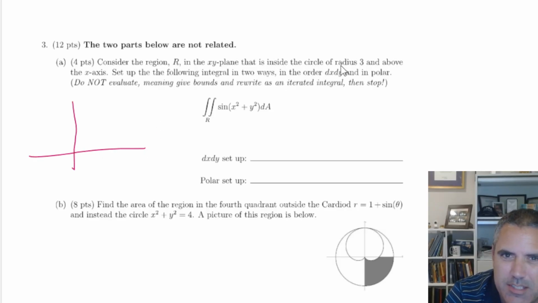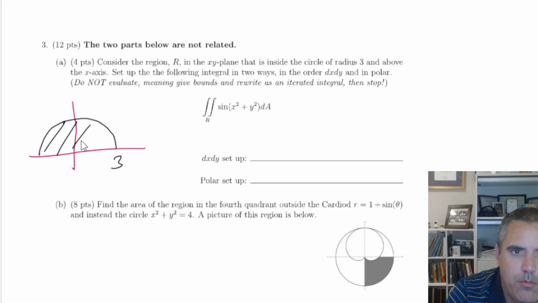This one said inside a circle of radius 3 and above the x-axis. So let's get this region drawn. And you have 3 different ways to describe that. You can do it in terms of y, you can do it in terms of x, you can do it in terms of polar. Now this question did ask in terms of y. Technically that's not a polar question, but let's do it real quick.